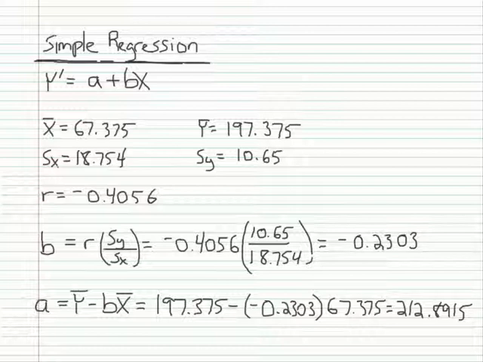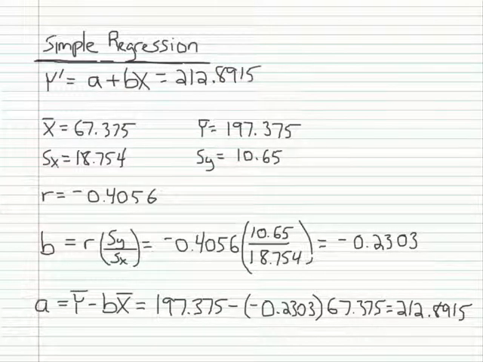Our prediction equation then is going to be 212.8915, plus a negative, so I'm just going to write minus 0.2303 times x.